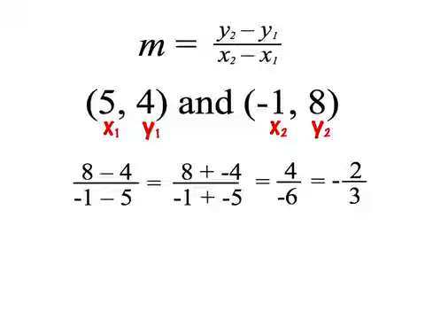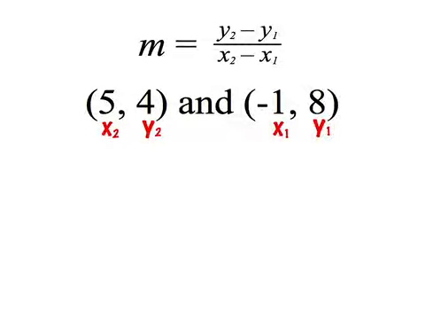The slope of the line containing these 2 points then is -2/3. Here's the same pair of points, but this time we've labeled the first pair as x sub 2, y sub 2, and the second pair as x sub 1, y sub 1. And the reason we're doing that is because the designations of which pair is number 1 and which pair is number 2 is an arbitrary designation. So we're going to do the problem this time in reverse.